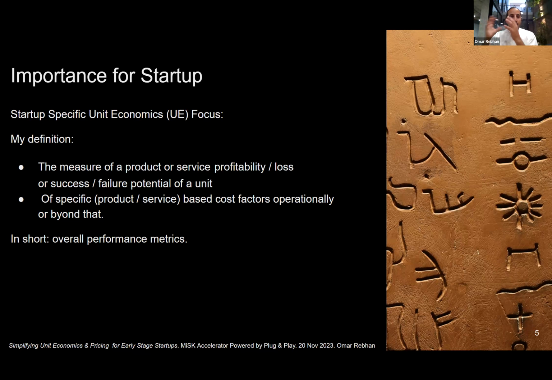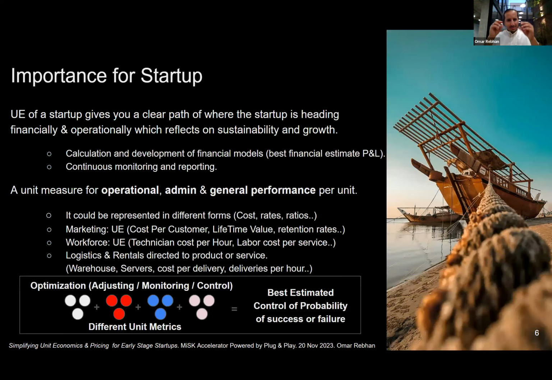It's like when you measure metrics on a unit level in different functions, and it's normally related to cost, but sometimes it's linked to efficiency that is linked to cost, right? Or it's linked to some sort of a rate that will impact your cost positively. If you impact your cost positively, this gives you a better performance. So in short, it's the overall performance metrics of a unit, right? So let's look at that a little bit deeper.